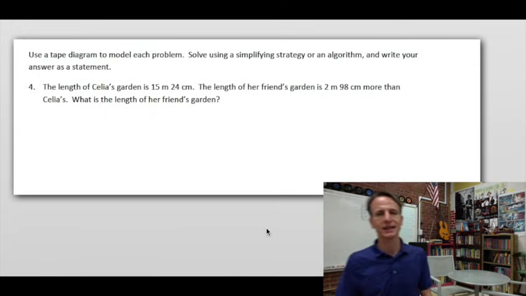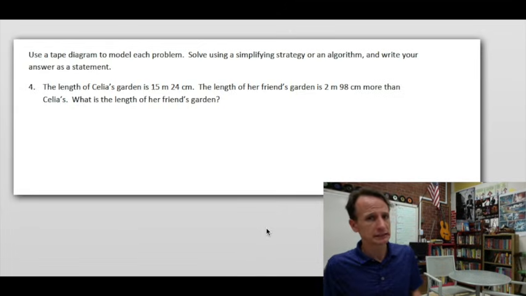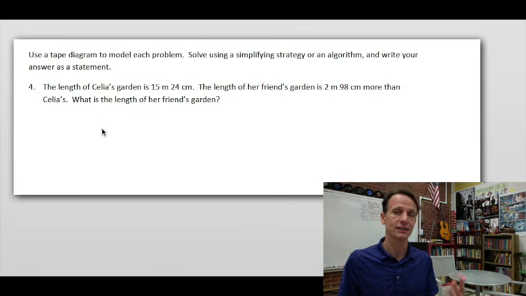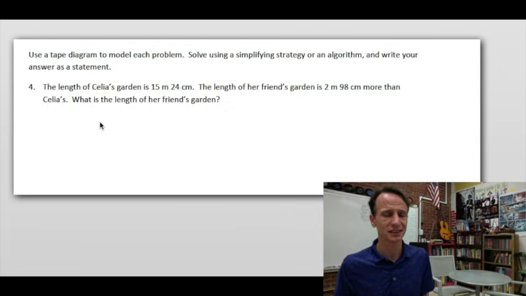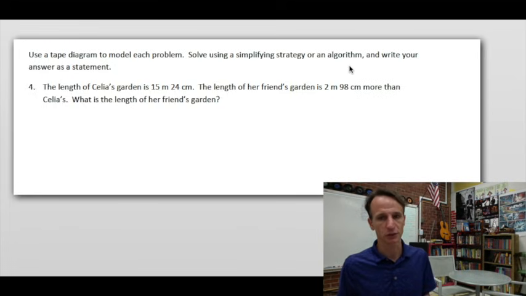All right, in number 4, we get to the word problems where we apply what we've learned. And I ain't gonna lie to you, friends, this is a long, arduous homework session here, okay? Just like we even had back at the beginning of Module 1, right? It's a bit of work, but you're tough. You can handle it. So we're going to use a tape diagram to model each problem. Solve using a simplifying strategy or an algorithm, and write your answer as a statement. We're going to stick with the algorithms, adding and subtracting in the usual way.